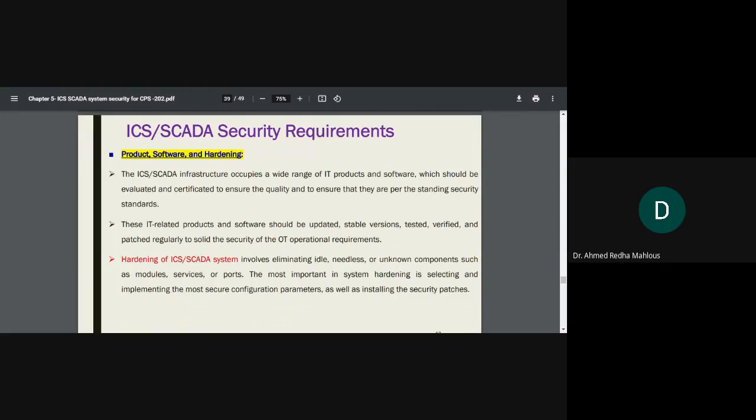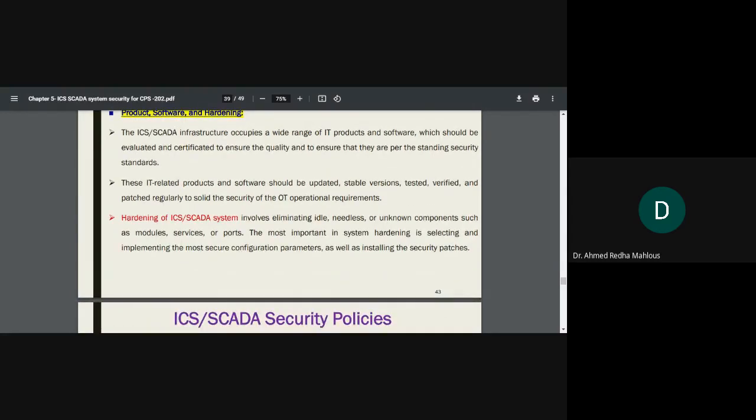Product hardware and software hardening. Here we talk about how you can harden the software. When we say securing the software that is used in ICS SCADA, we are talking about software that should be installed within an ICS SCADA system being certified, licensed, and following some security standard. It should be patched with the latest security patches. It has been tested. It is a stable version that will not cause the devices to be down at any moment because of failure of the devices.